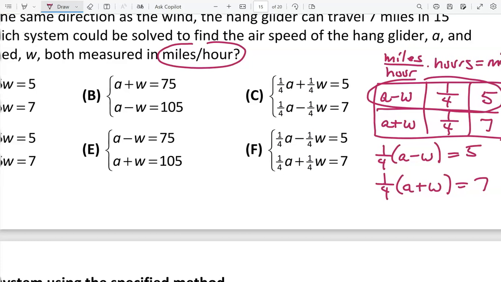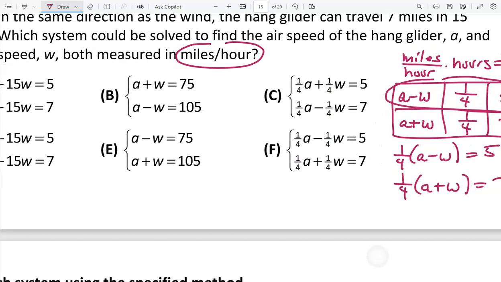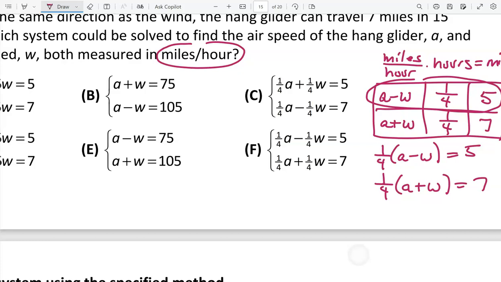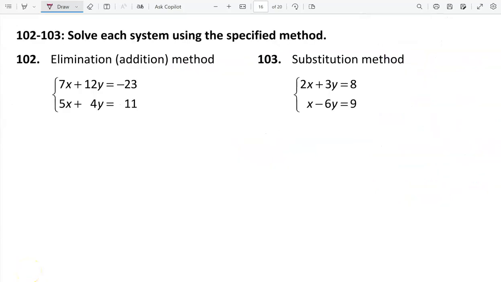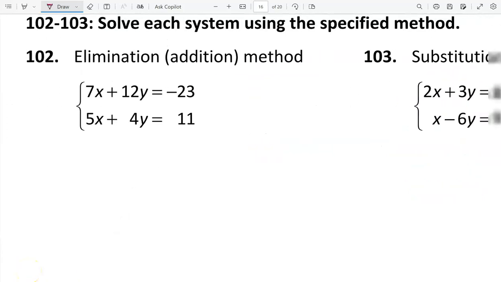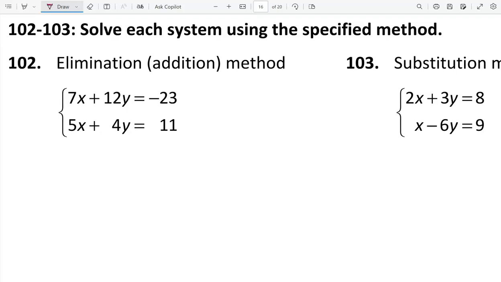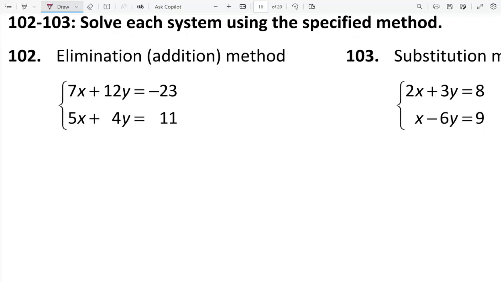Distributing, that's going to give us the equations in, looks like choice F here. Okay, for number 102 and 103, we have the elimination method for this system of equations. Elimination method means we multiply one or both of the equations by a specified number and add them together in order to get one of the variables to eliminate or add up to 0.